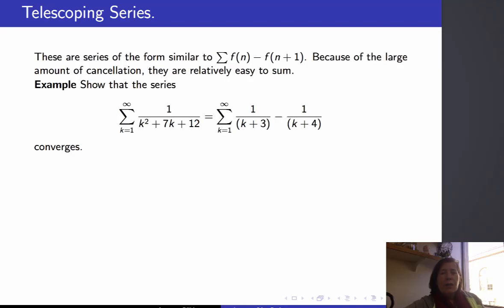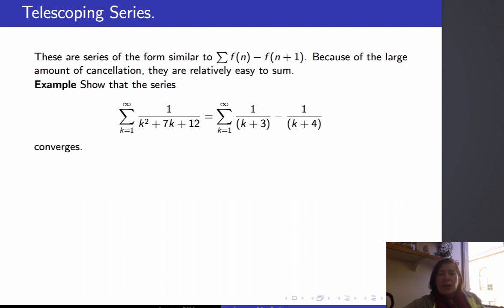Well, now we're going to look at another type of series which quite often we can sum, and these are called telescoping series. And these are series of the form the sum of some formula in n minus that same formula in n plus 1. And when we calculate the partial sums, there's a lot of cancellation, so we can easily get a formula for the partial sum, and then with any luck we can take the limit as n goes to infinity. So let's have a look at an example.